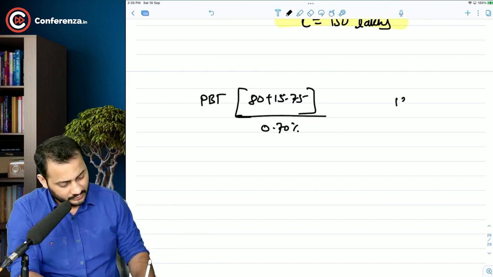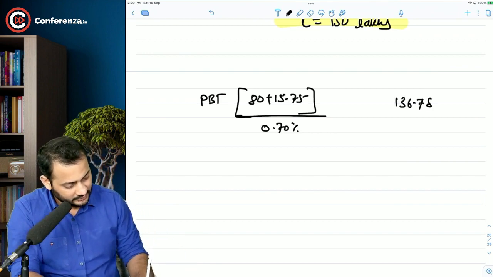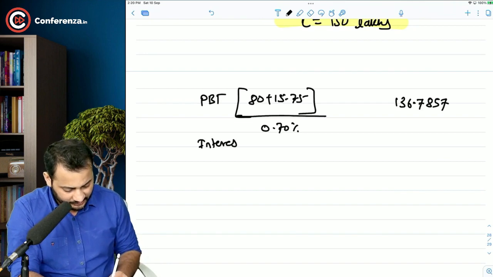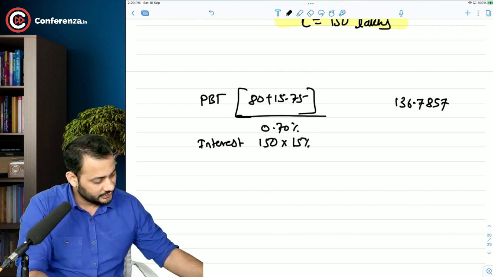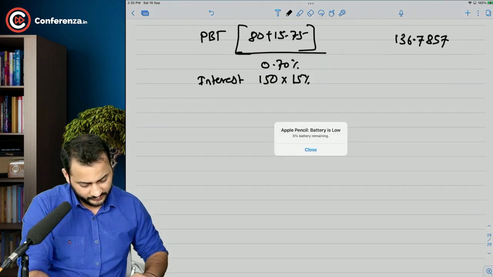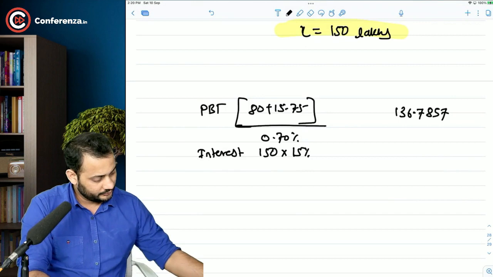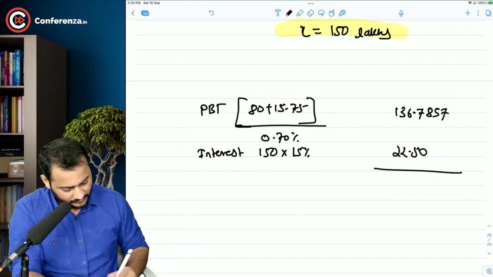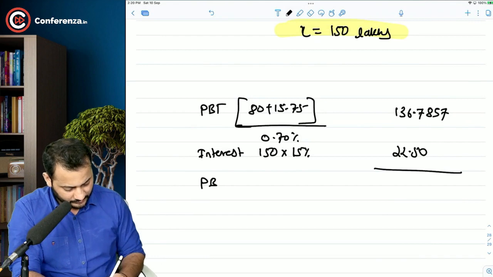It comes to 136.7857. Now you will deduct the interest. If you pay 150 lakhs, interest of 15% on that, 150 into 15% comes to 22.50. This is profit before interest and tax. This is profit before tax.